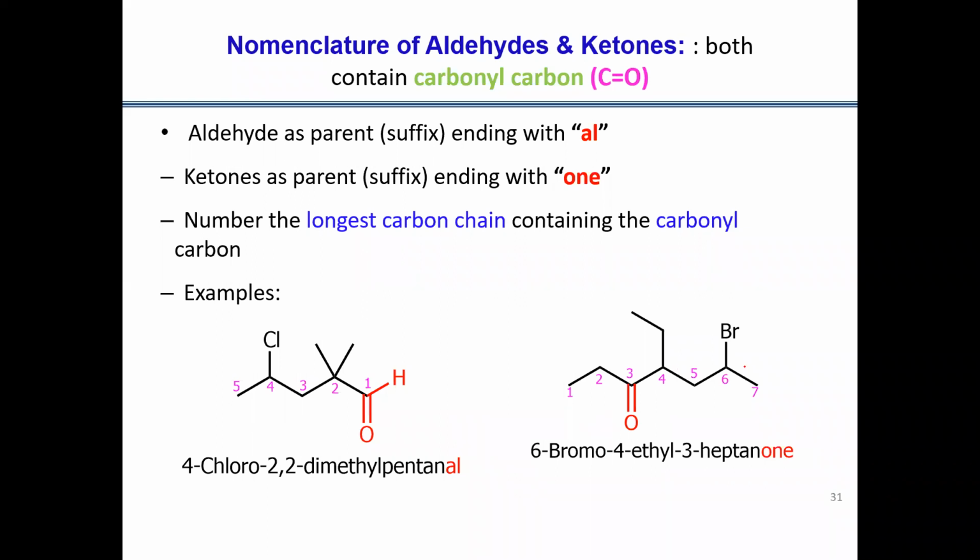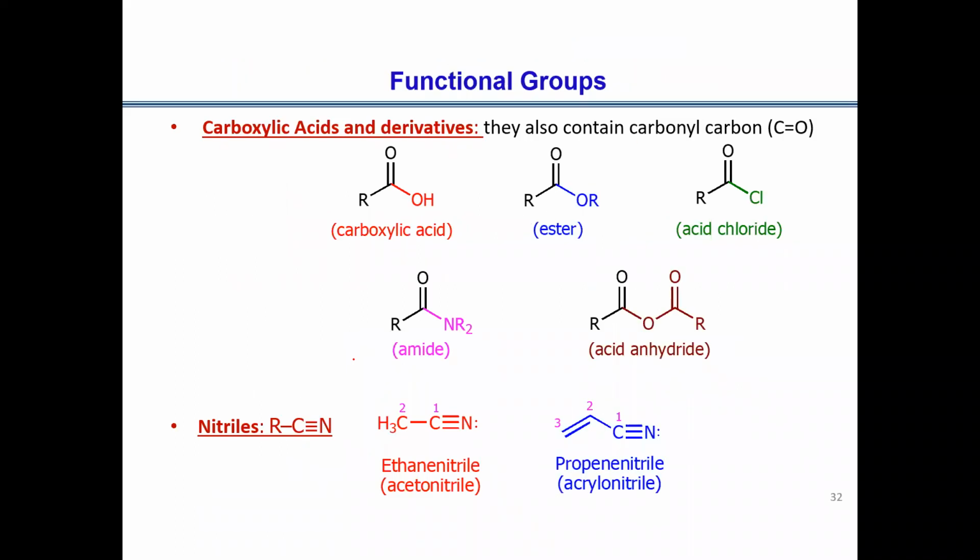So what will this become? This will become 6-bromo, and then this is the ethyl group over here, 4-ethyl, right? And then 3-heptanone. Okay, so that is it. That's how you will name this.